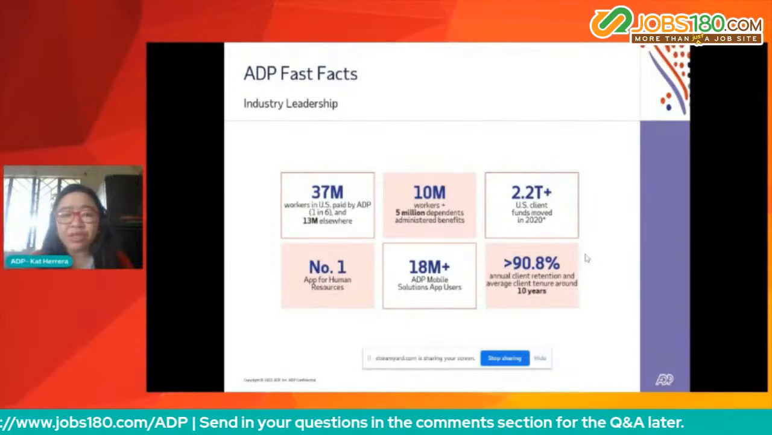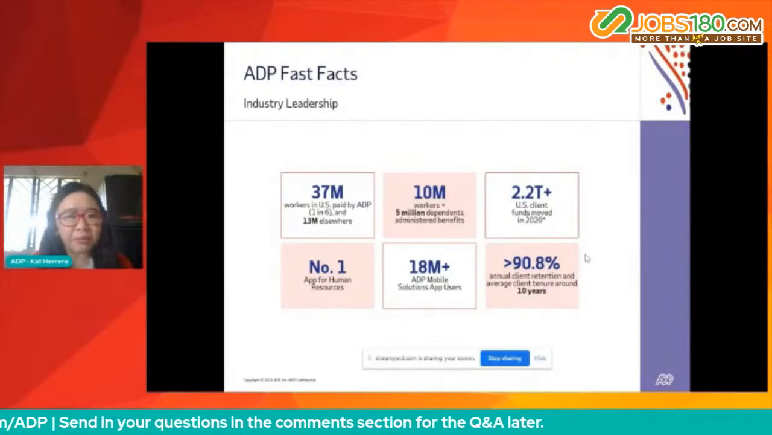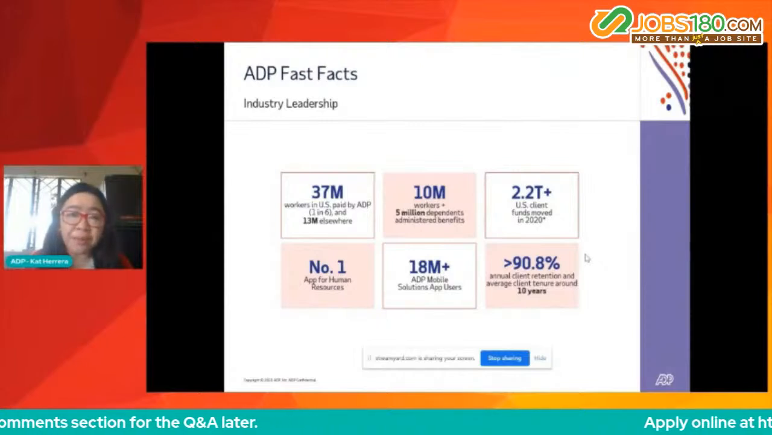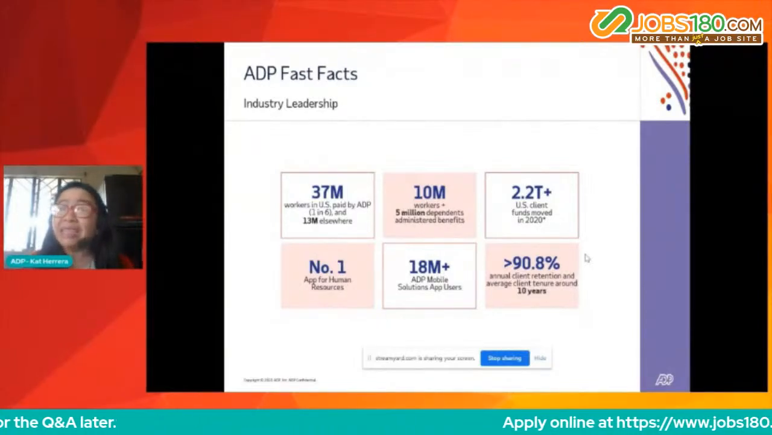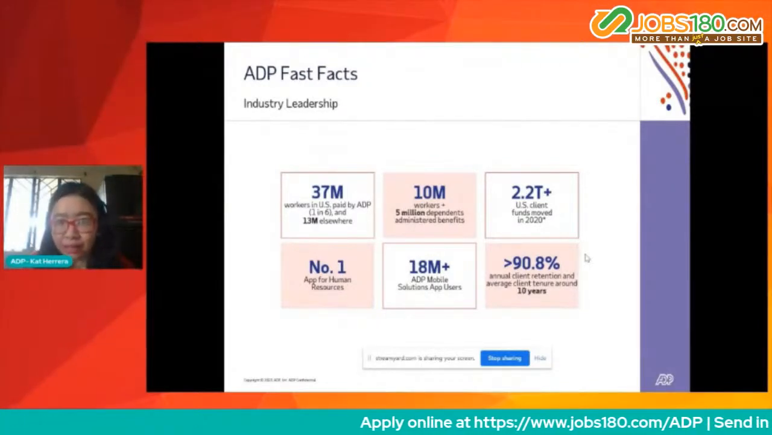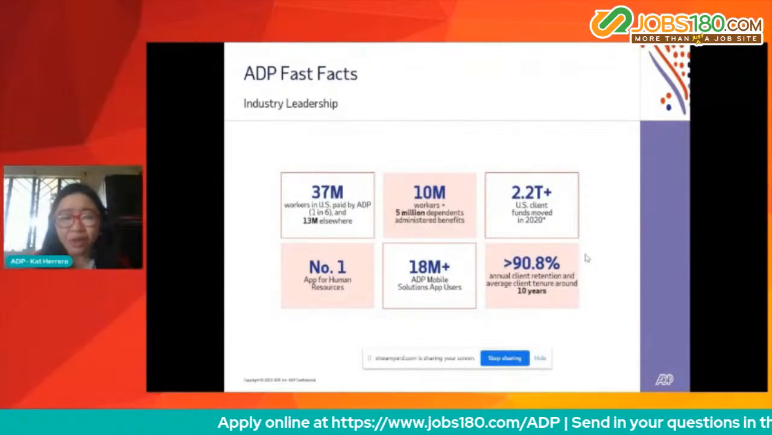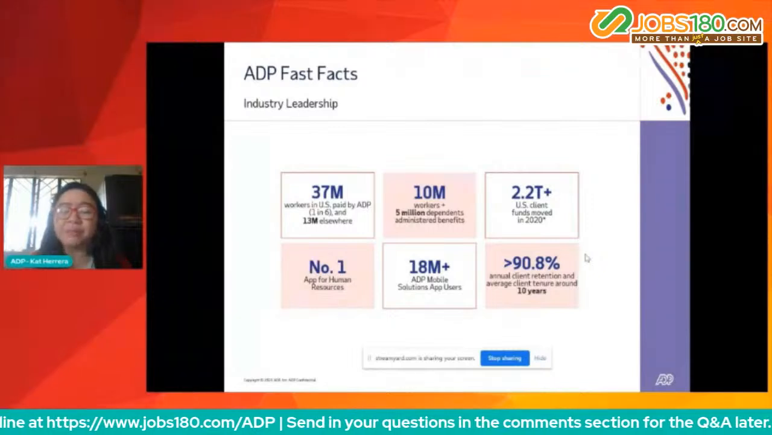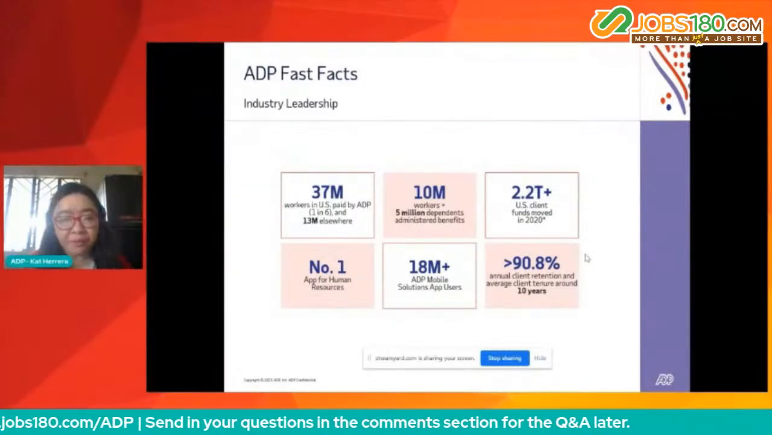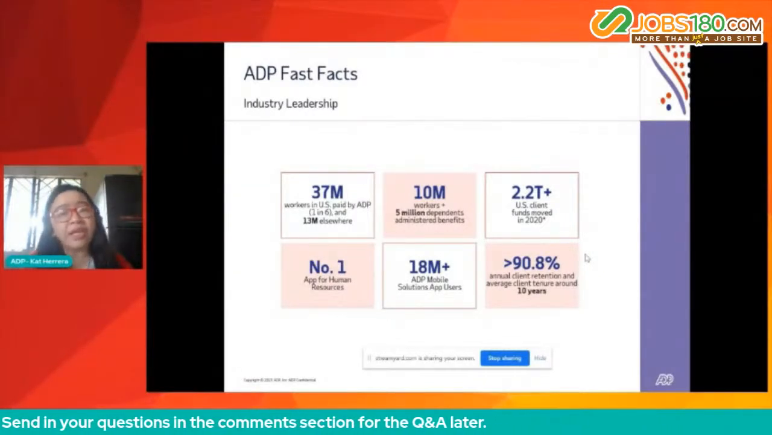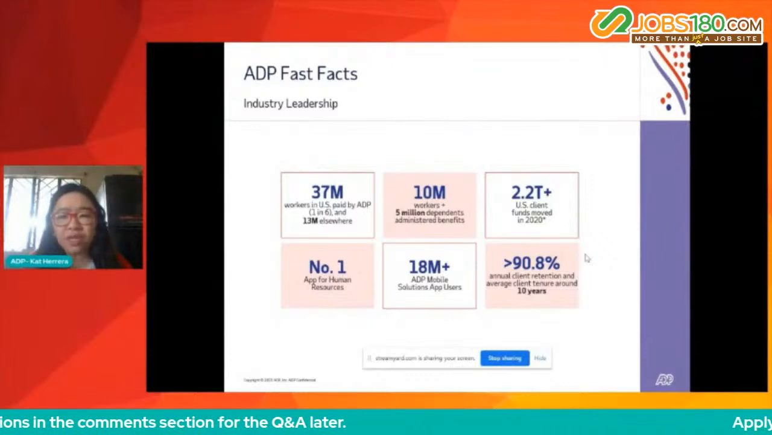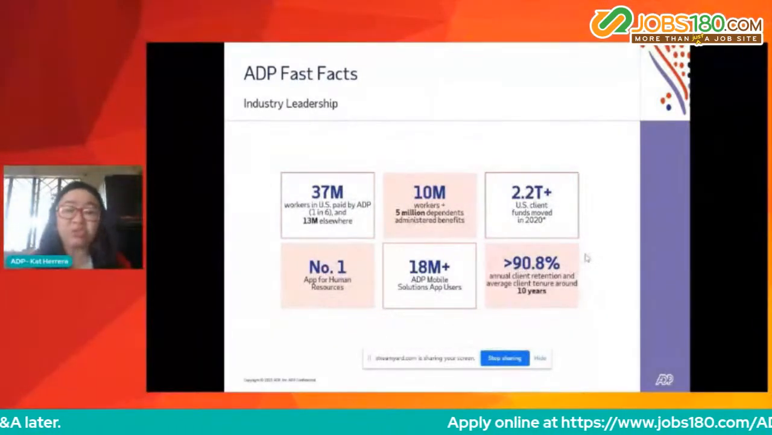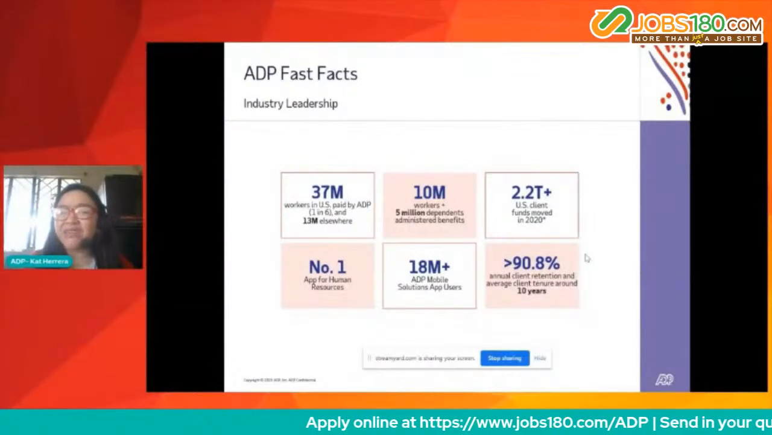We are the industry leaders. How do we exhibit that? We have 37 million workers in the US who are being paid by ADP. So one in six employees would be paid by ADP, and 13 million elsewhere. We also have more than 10 million workers plus 5 million dependents administered benefits. And only in 2020, we moved, imagine this number, more than 2.2 trillion US dollars in client funds.